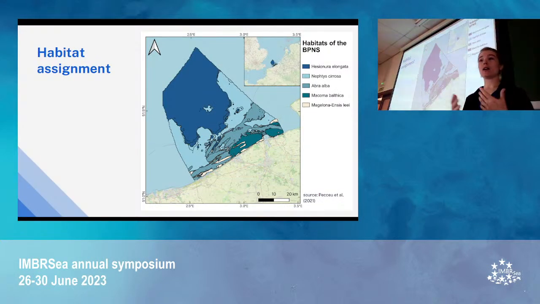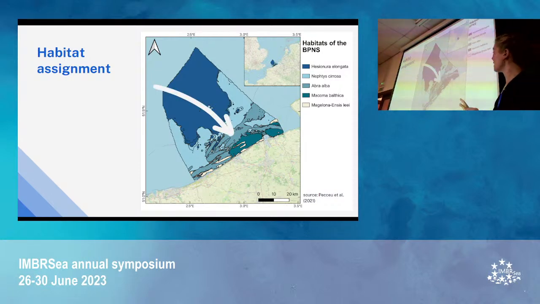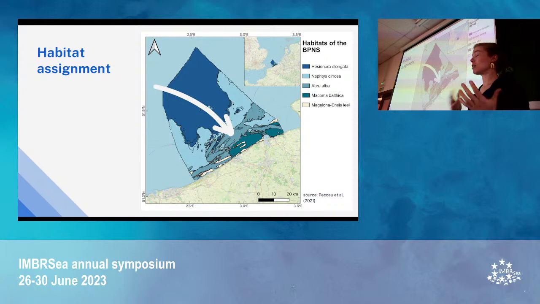So the first step is this habitat assignment. This map shows the Belgian part of the North Sea, as well as the five different habitats that have been described there. The habitats are characterized by species composition, as well as sediment properties, such as grain size and mud content. And generally speaking, from the more offshore areas to the more inshore areas, the sediment grain size tends to decrease and the mud content tends to increase. I will call particular attention to this habitat, the Abra alba habitat here, which has particular importance for conservation purposes, and we're going to talk more about it in a minute.